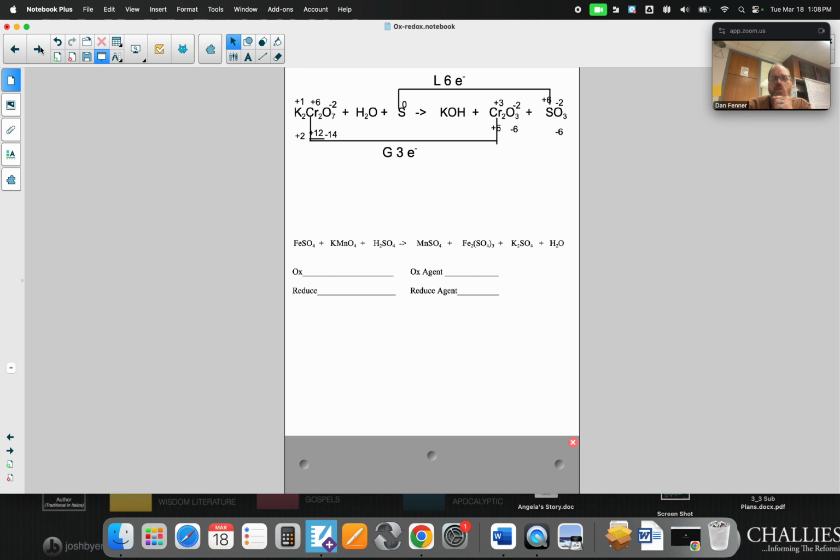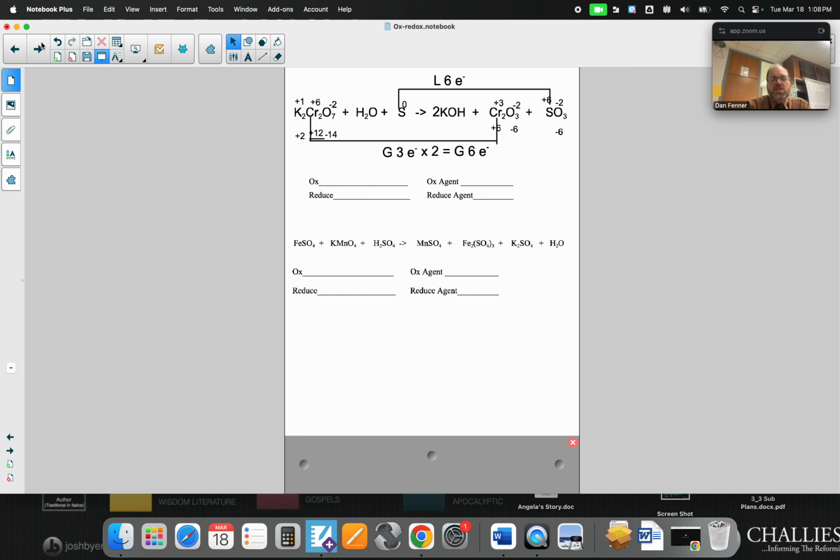Now, third step, my sulfurs are good. My chromiums, even though they're already balanced, it's still a multiple on both sides. So we're going to multiply by the multiple, multiply by 2, I have 6. We're now balanced. Nothing to worry about, just balanced by inspection. Potassiums are good, chromiums are good, sulfurs are good. Check our hydrogens. I've got 2 and 2. I've got 8 and 8.